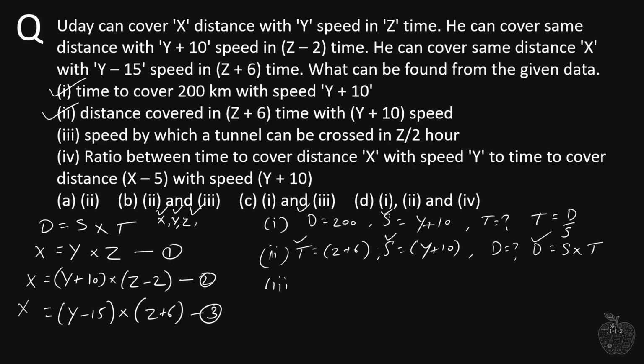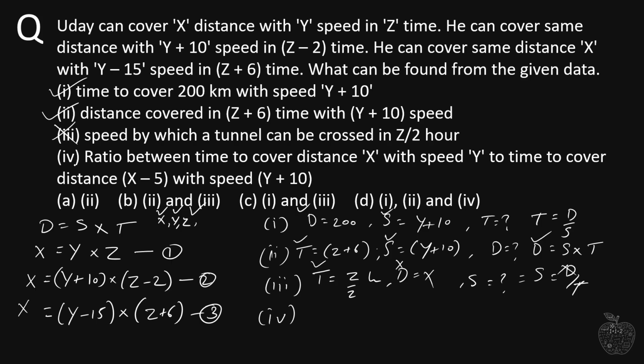Now let's see point 3. Speed by which a tunnel can be crossed in z minus 2 hours. So in here time is given to us, which is z minus 2 hours. So we have to calculate the speed here, but what is missing? We don't know the length of this tunnel. We don't know how much distance it will have to cover. Although we can calculate the value of t because we know z, we don't know d. So that means we cannot calculate the speed, because speed is distance upon time and we don't know d here. So point 3 cannot be calculated.